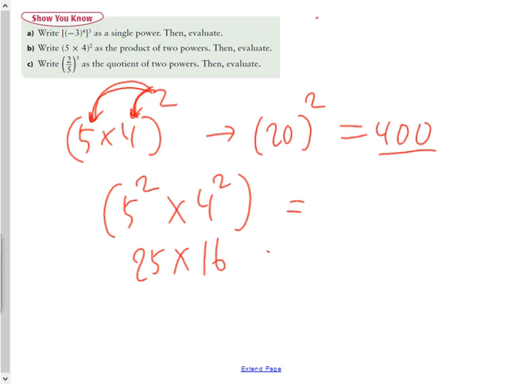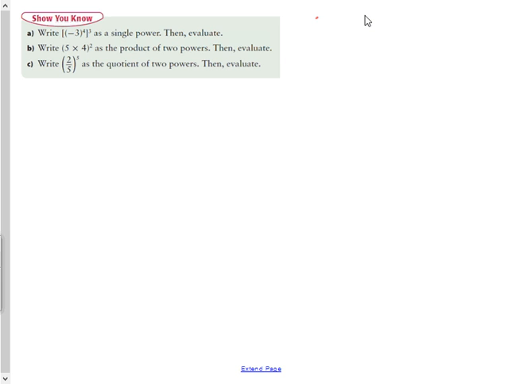It's the same answer we got up here, except rather than simplify 5 times 4 to get 20 and square it, I can use the distributive property of exponents and give the exponent of 2 to each of the parts inside the brackets. Okay? So if I evaluate that, I get 400. So let's think of another one. Just one second. Let's erase this. I'll do the next one and then we'll come back to it.